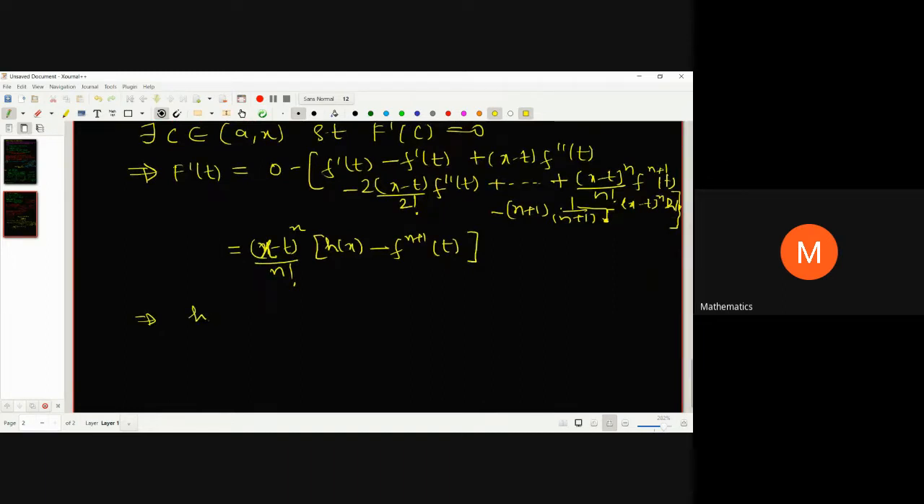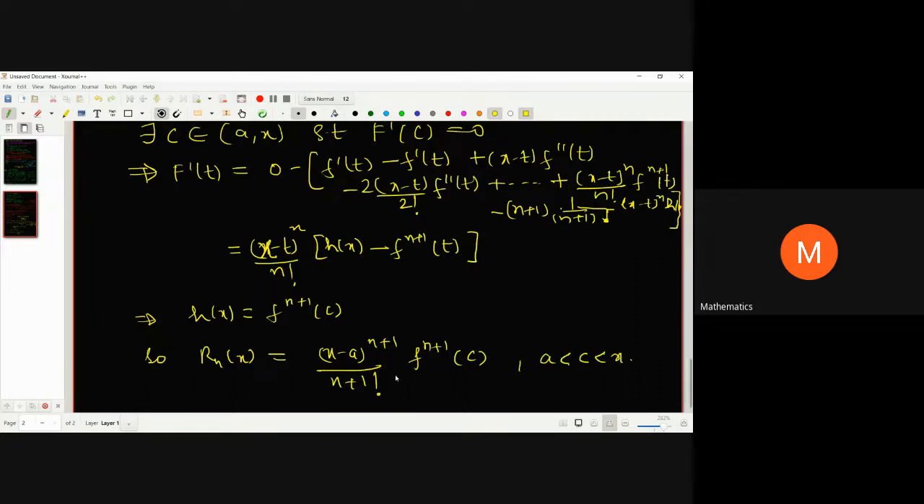So this implies that our h(x) is equal to the (n+1)th derivative of f at c. So our R_n(x) is given by (x-a)^(n+1)/(n+1)! times f^(n+1)(c). And this completes the proof of the theorem.